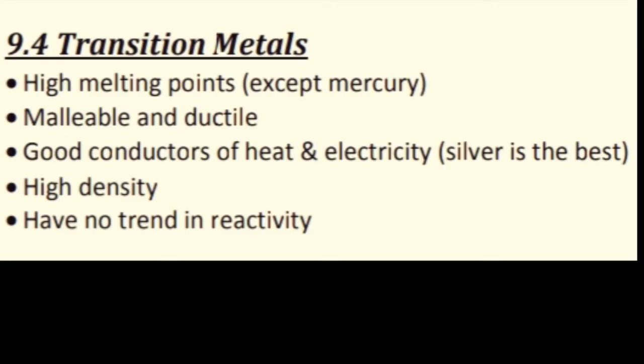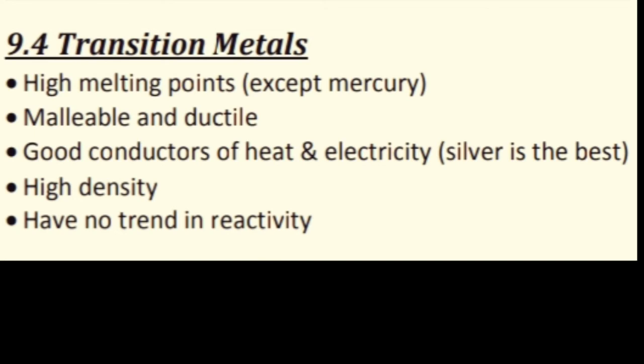Okay, next one we have to discuss here: transition metals. D block elements in the periodic table are called transition metals, transition elements. Most of them are metals, and they are solid state except mercury. In transition elements, except mercury, all other elements are solid state at room temperature. Mercury, Hg, is liquid state.